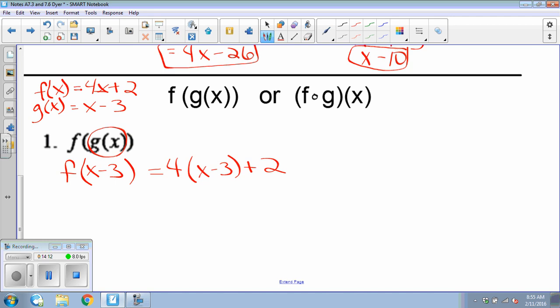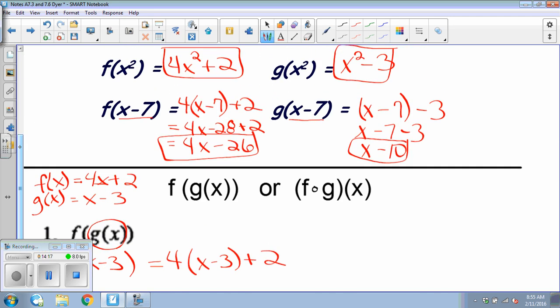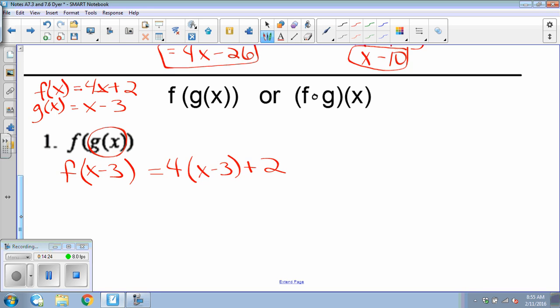It was just one more step. Above, we said find f of x minus 7, and we could do that. Here, they're just telling you f of g of x. So you take whatever g of x is and you plug it in right there for f. That's all that is. Now you just simplify it. So it's 4x minus 12 plus 2, that's 4x minus 10. So f of g of x is 4x minus 10.